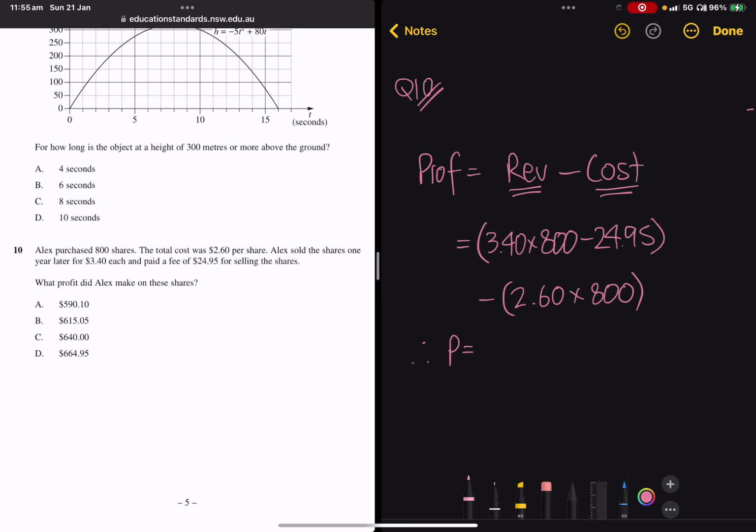So we'll put this all in the calculator. So we get 3.4 times 800 minus 24.95. That's all in brackets, and then from this we're going to subtract in brackets $2.60 times 800. And this gives me $615.05. And this is the exact solution. This is B. And this is how we do this. This is one way that we can do this question.